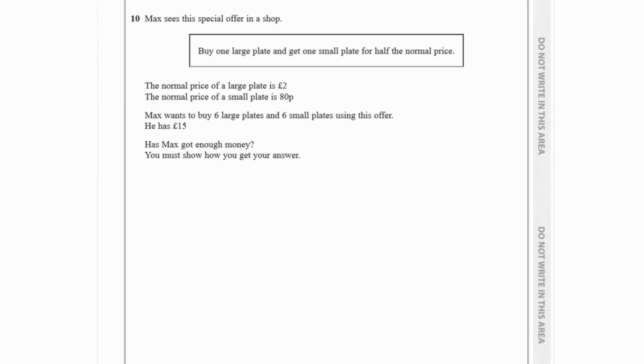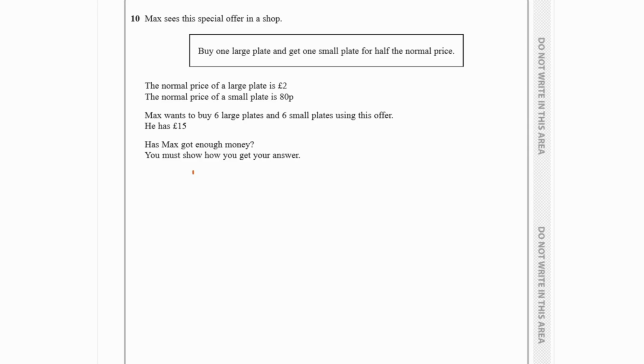Number 10. Max sees this special offer in a shop. Buy 1 large plate and get 1 small plate for half the normal price. The normal price of a large plate is £2. The normal price of a small plate is 80p. Max wants to buy 6 large plates and 6 small plates using this offer. He has £15. Has Max got enough money? You must show how you get your answer.